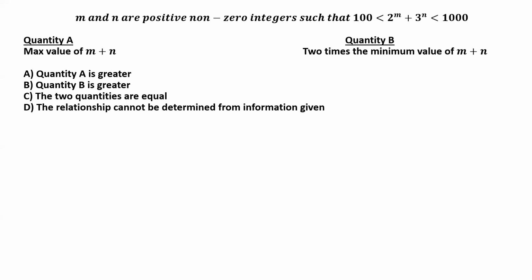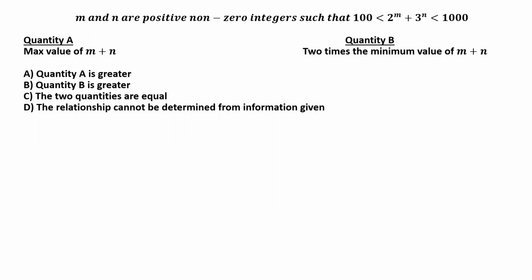M and N are positive non-zero integers such that 100 is less than 2 to the power m plus 3 to the power n, which is less than 1000. We are given two quantities. Quantity A is the maximum value of m plus n, and quantity B is 2 times the minimum value of m plus n. We are given four options describing the relationship between the two quantities, and you have to pick the correct choice.